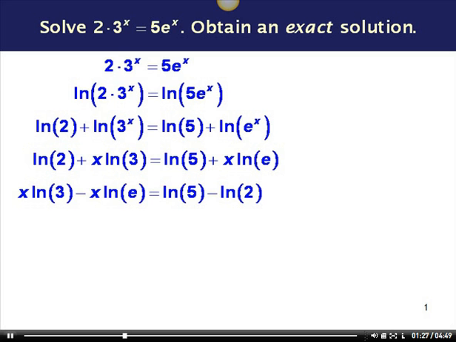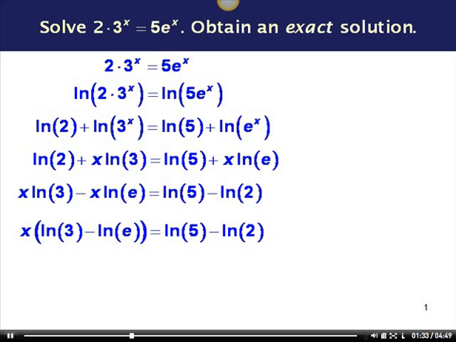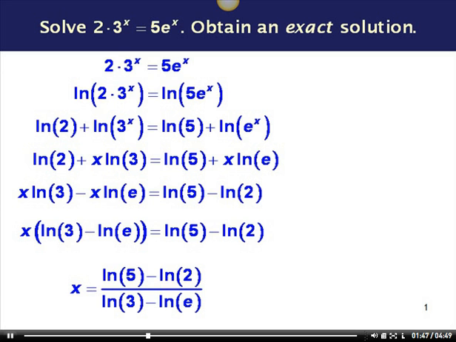Now on the left-hand side of the equation, I can factor an x out. That gives me x times the quantity natural log of 3 minus natural log of e equals natural log of 5 minus the natural log of 2. Now let's divide both sides of the equation by the quantity in parentheses. This gives me x equals natural log of 5 minus natural log of 2 all over the quantity natural log of 3 minus natural log of e.